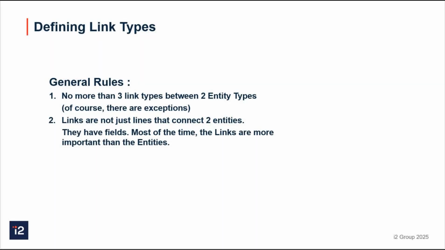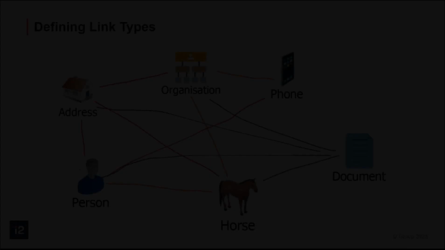As a general rule, you should aim for a maximum of 3 distinct link types between any 2 entity types. However, this is not a strict limit. Exceptions may apply based on your datasets.